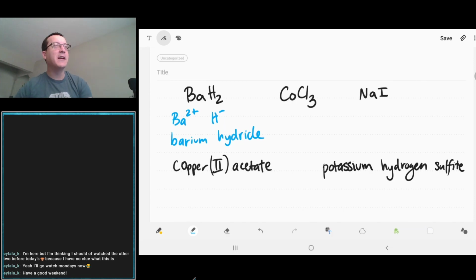Right, this is the hydride ion, right? Remember, when hydrogen is negative, and negative simple ions have that "ide" ending.